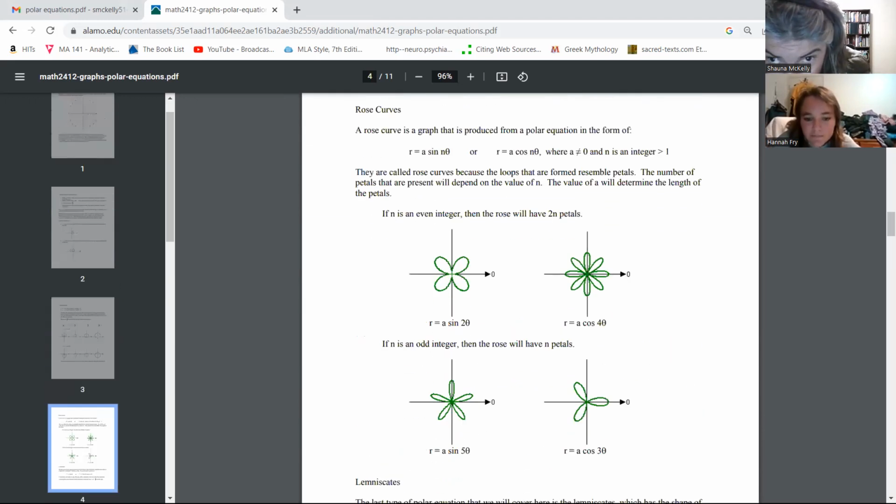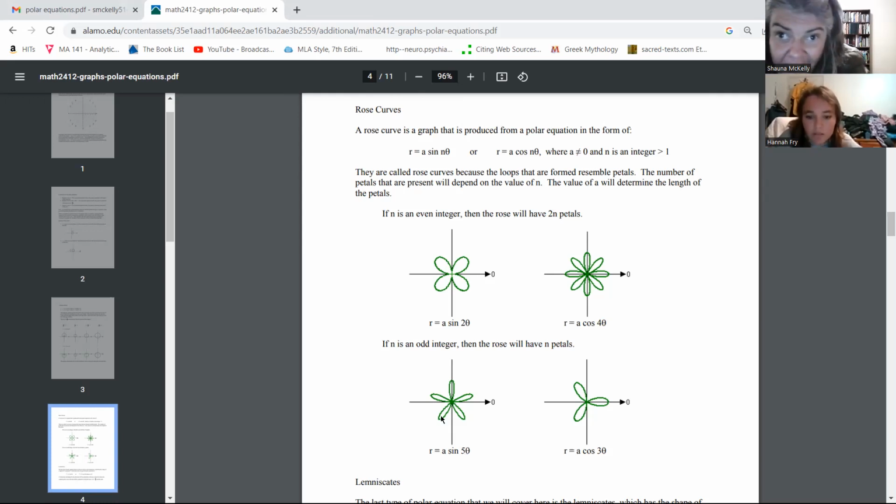Rose curves, this was on our 3rd page. So if you want a rose curve with 3 petals, 3 is odd, isn't it? So we would need something in the form r equals a sine of n theta. If it's odd and I want 3 petals, I better have a 3 right here, because you told me you want a rose curve with 3 petals.